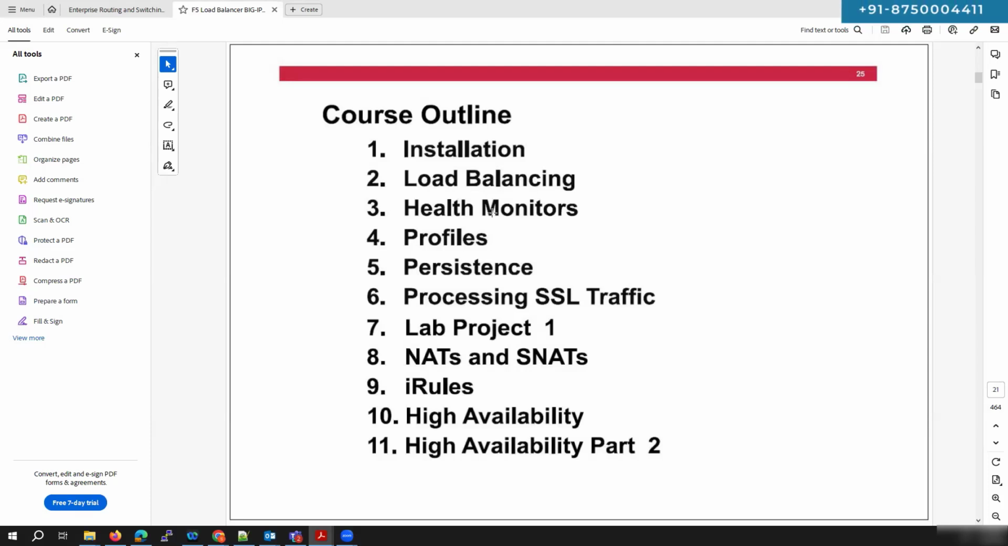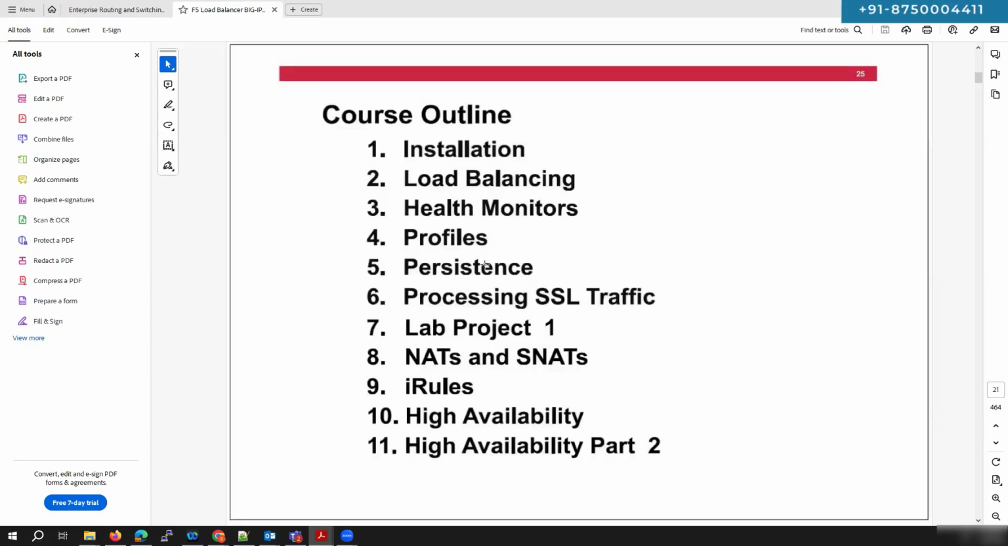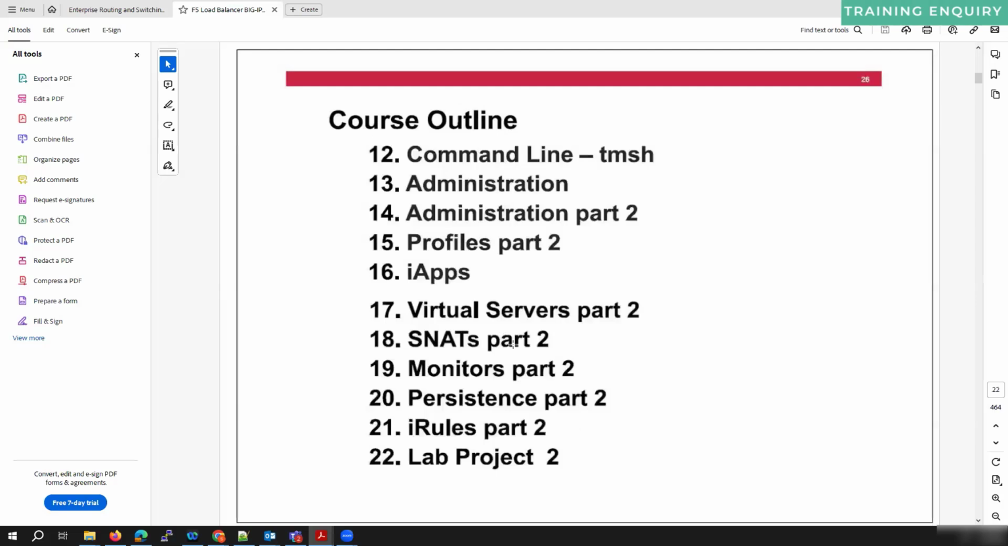Third is health monitor. Fourth is profile. Fifth is persist. I mean, under profiles, we are going to cover the persistence profile and the SSL profile. We will do some labs that will also cover the NATs, SNATs, the iRules, the high availability. And then we have the command line also, right? And under profiles, not only are we going to cover SSL and persistence, but also some other profiles as part of this training.